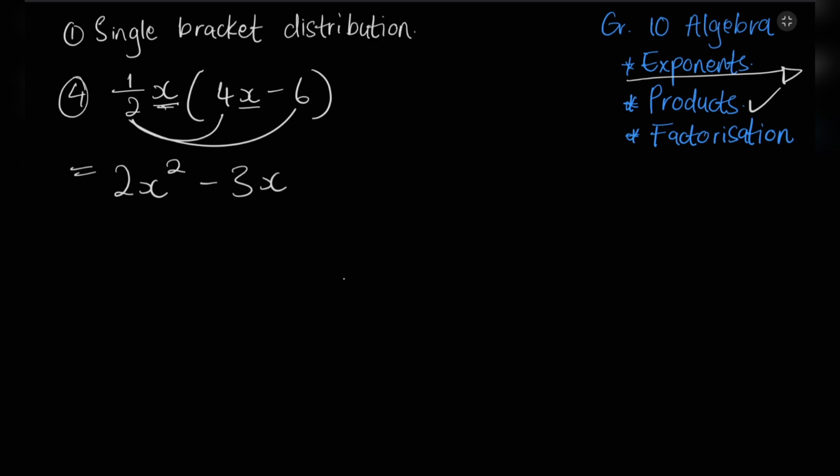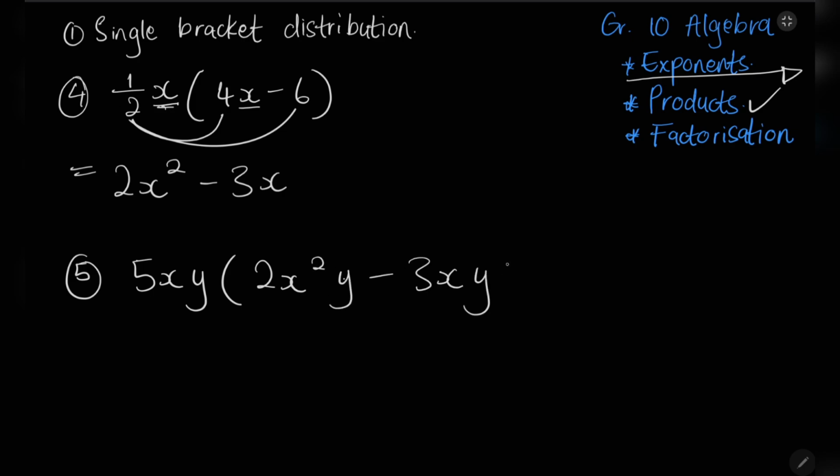Let's try the last example. Number 5. We have 5xy, 2x squared y minus 3xy squared.